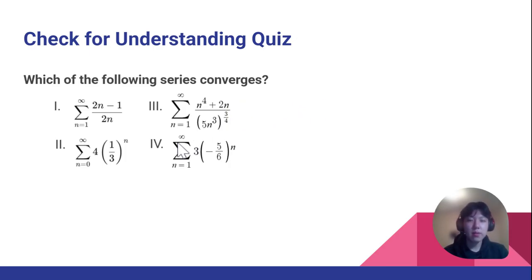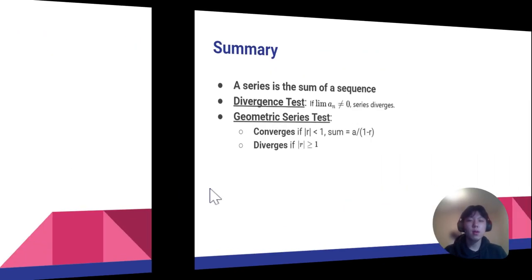And finally, we have number 4. So this is another geometric series, and r is negative 5/6. If you take the absolute value, that is less than 1. So therefore, the series converges by the geometric series test. So your answer is going to be number 2 and number 4.